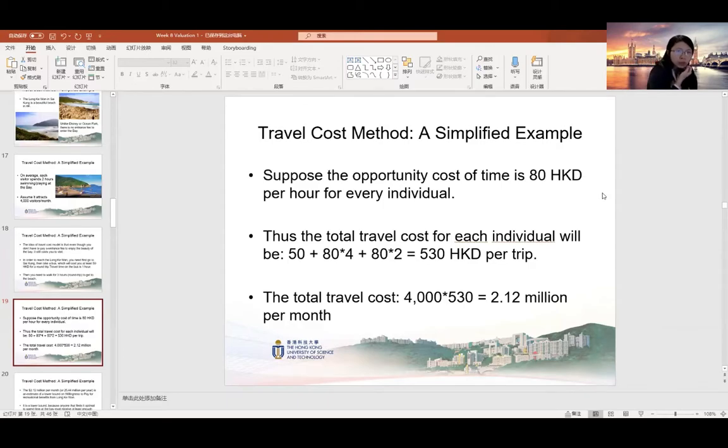So suppose your opportunity cost of time is 80 Hong Kong dollars per hour. For the round trip, you spend 6 hours on the trip, 4 hours for walking, 2 hours on the bus, plus $50 on the bus.